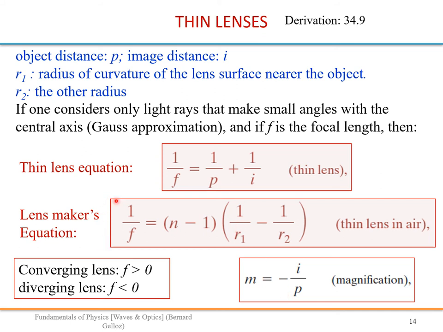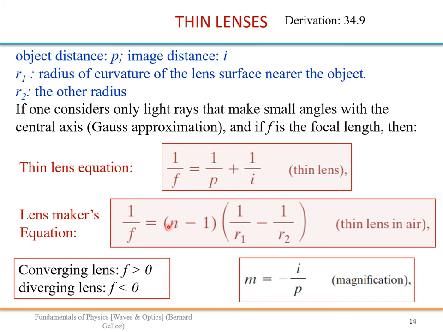We have another equation here. This is for a general lens, the so-called lens maker's equation. So your lens is defined. This is for a thin lens in air. Otherwise, this would actually be the medium outside the lens.